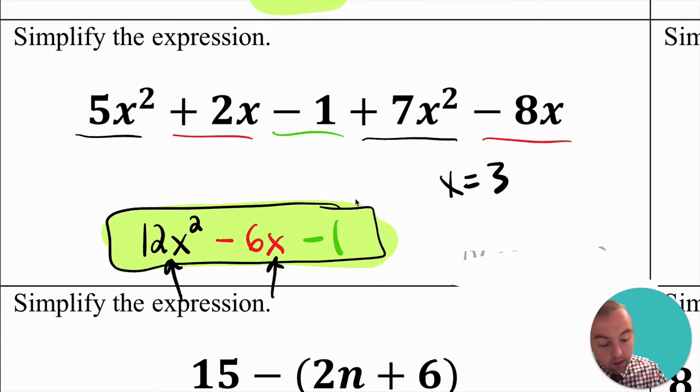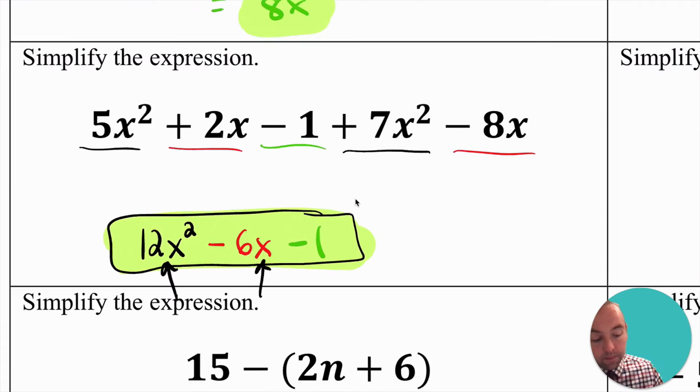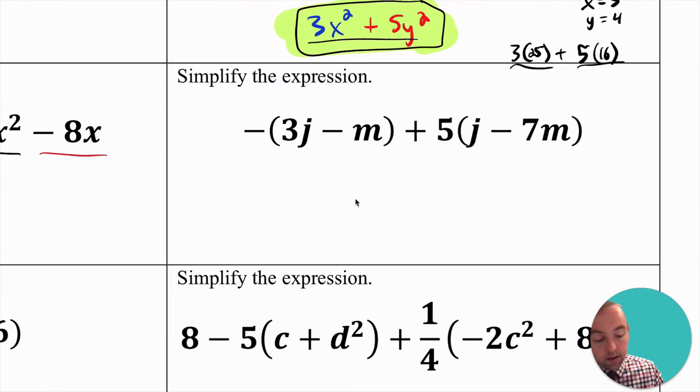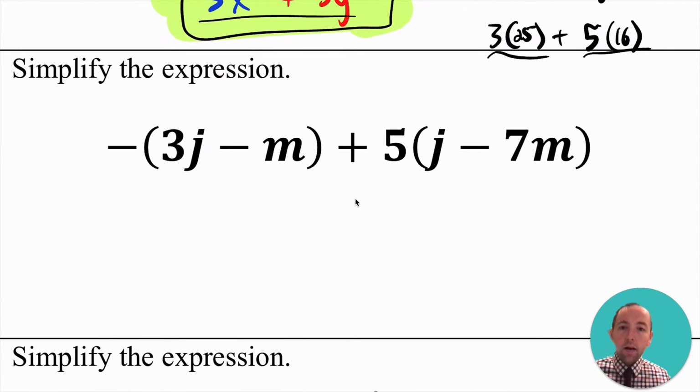So that's why we can't combine together variable terms that have different exponents, because you wouldn't get equal valued expressions all the time. All right, so here, to simplify this expression, you want to have separate terms.